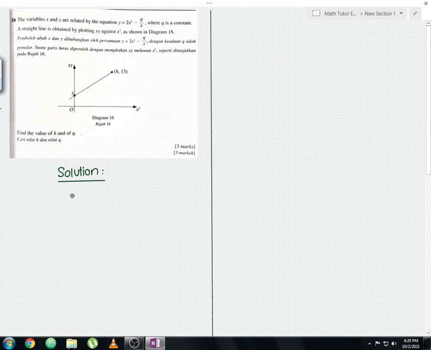Now I'll be discussing SPM 2016 question number 16 from Form 5 Chapter 2 Linear Law short question.